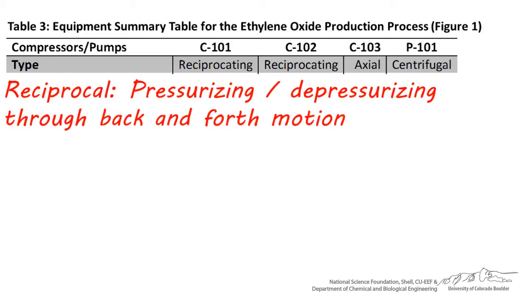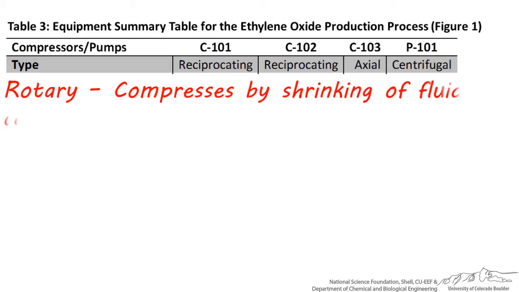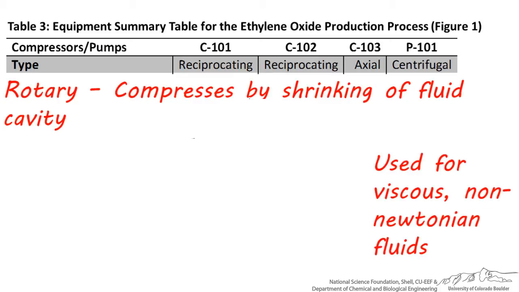Reciprocating compressors and pumps usually use pistons connected to a crankshaft to increase pressure through back and forth motion. Reciprocating compressors, pumps, and turbines are also sometimes called positive displacement, and they're typically used for smaller applications requiring minimal space and involving low flow rates. Rotary compressors or pumps usually compress by physically shrinking the size of the gas or liquid cavity, forcing the fluid into a smaller volume using some form of rotation. Rotary compressors or pumps are also sometimes referred to as positive displacement and are frequently used when high viscosity or non-Newtonian fluids need to be pressurized.